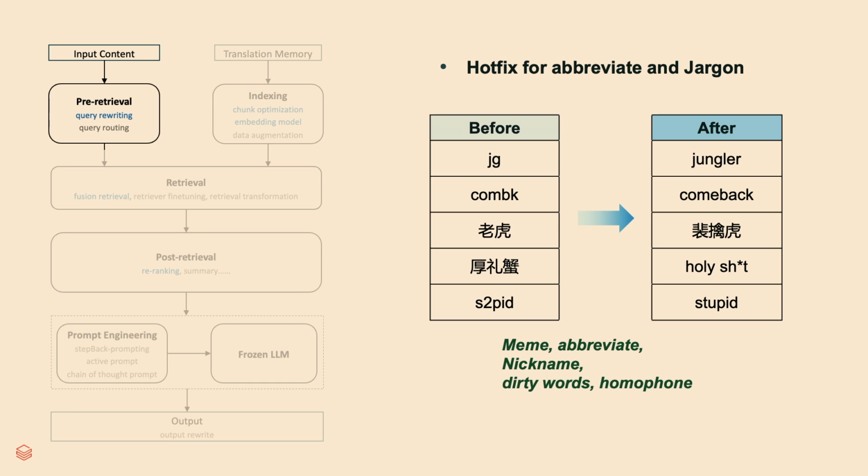When we handle the input sentences at the very beginning, we need to build a mapping for all of those abbreviations, nicknames, and dirty words, and replace them with a standard format. We call this step hotfix, because although the LLM can understand most of them, they're very smart, not that stupid, if we directly put those abbreviations into the LLM, it will lower our translation accuracy.